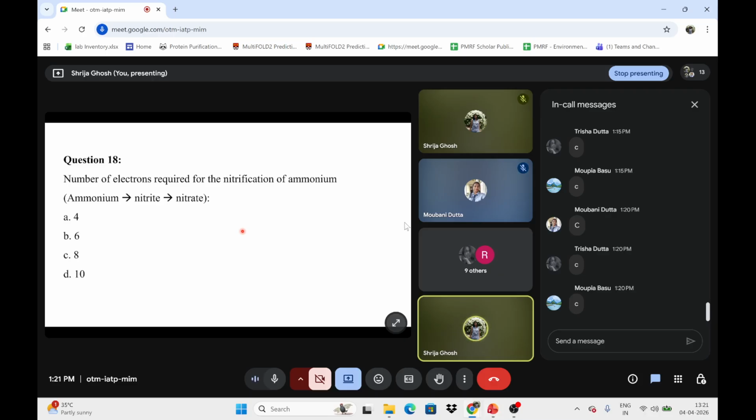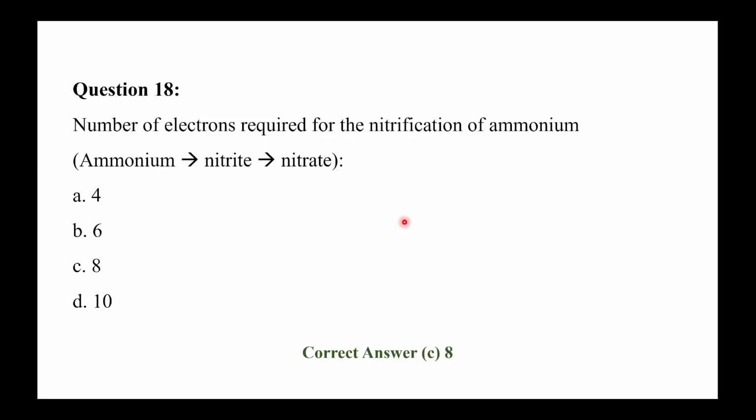Okay, I can see three of you have answered option C. What about others? Anyone else wants to write the answer? Number of electrons required for the nitrification of ammonia. Okay, three of you are saying option C, 8. That is the correct answer.